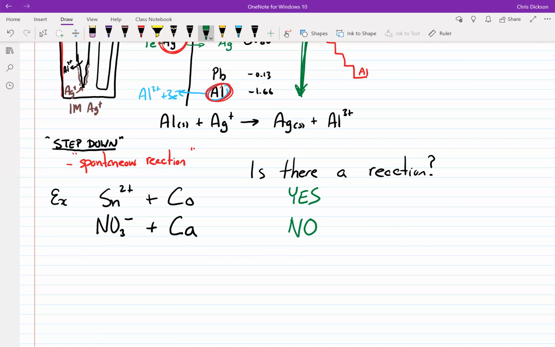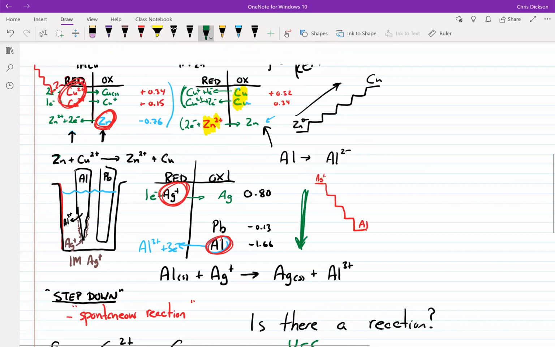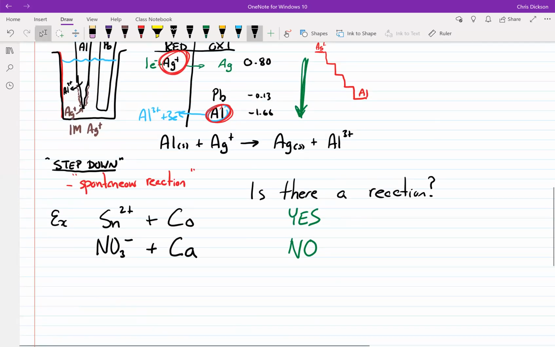Okay, so let's see if we can make sense of this, and whether or not I'm right with my prediction. I did base this on what I remember about the table, so I'm hoping I'm right with my placement of things. I'm going to take the first one, tin 2+ and cobalt. Let's just do that, and then we'll do reduction and oxidation.